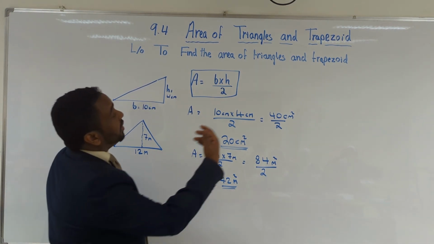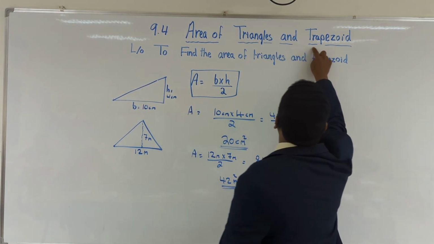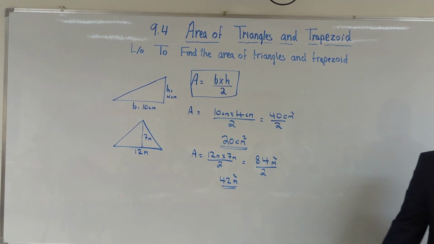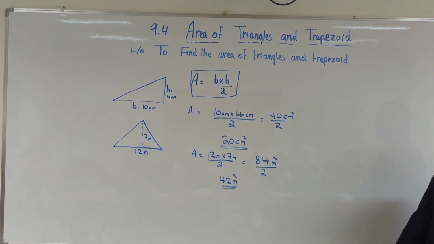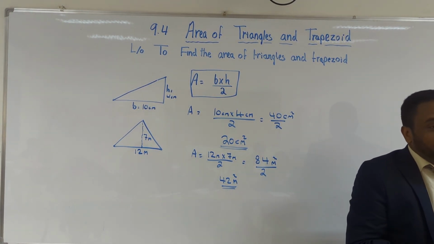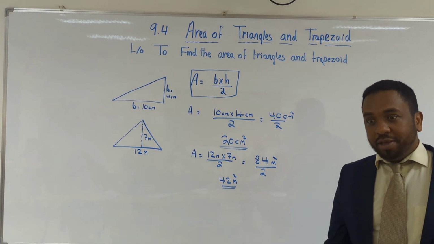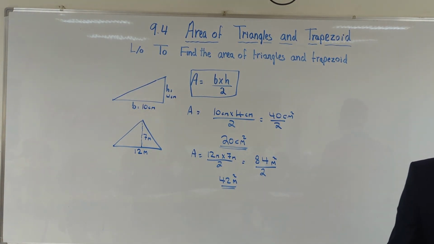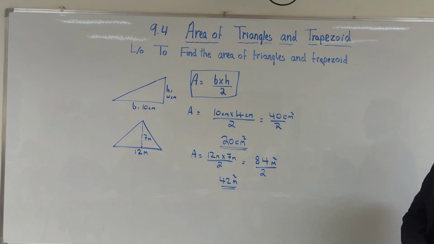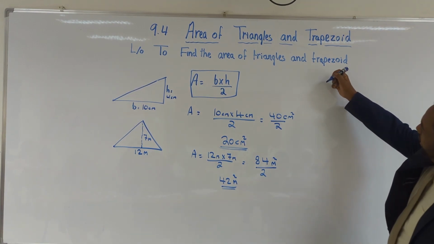Good. Now let's move to the second part, which is how do we find the area of a trapezoid? Trapezoid, I call it trapezium. In the UK we call it trapezium. In America, which you are studying, the American curriculum, it is called trapezoid. That's new to me. I call it trapezium. So let's have a look at this.